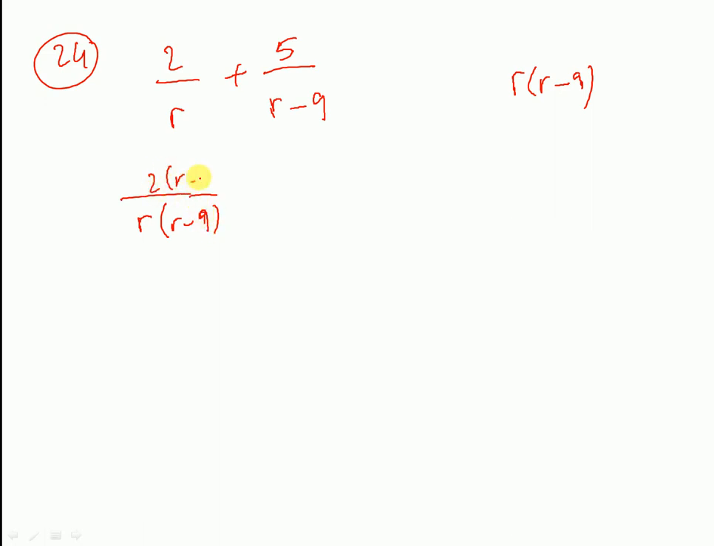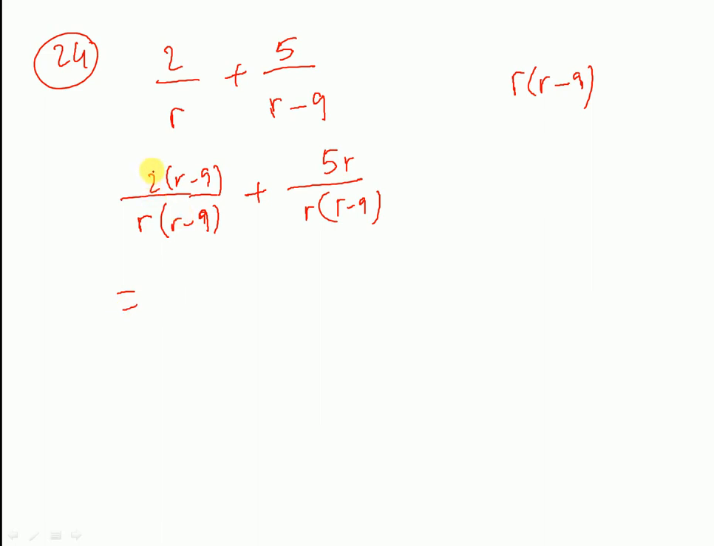24. Again, add or subtract them. So 2 over r plus 5 over r minus 9. The least common denominator is r times r minus 9. For the first one, I'm missing r minus 9, so I multiply that to the top and the bottom. For the second one, I'm only missing r, so I multiply r to the top and the bottom.